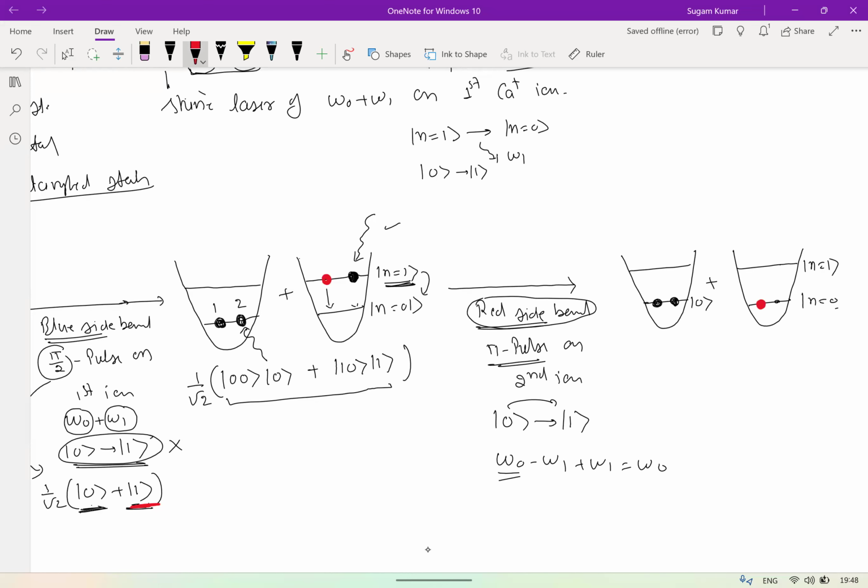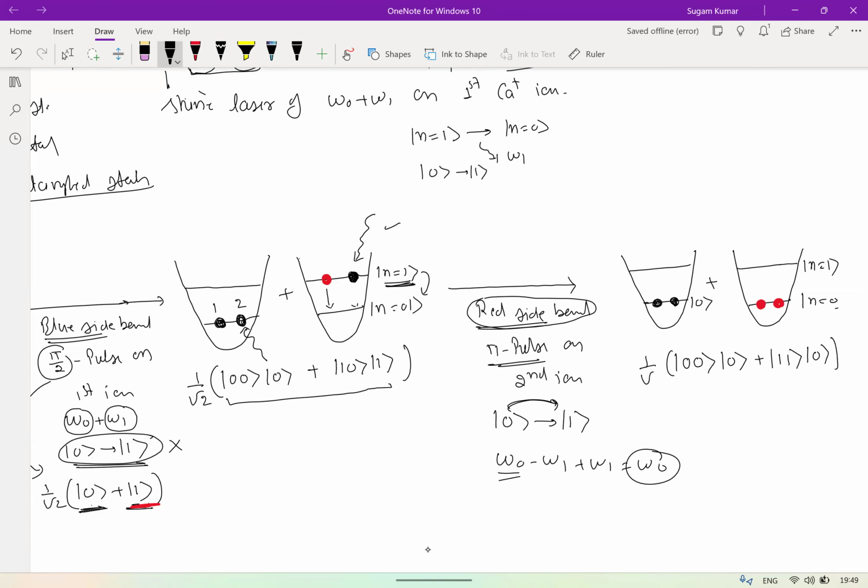What happened to the first particle? Look at the first particle: it now gets energy omega naught, and in this case this transition will take place. As a result, the first particle also will be in the D state. And here the state becomes what? Look at here. One is in the 0 electronic state and 0 ground vibrational state, and the other is in the excited electronic state and ground state.